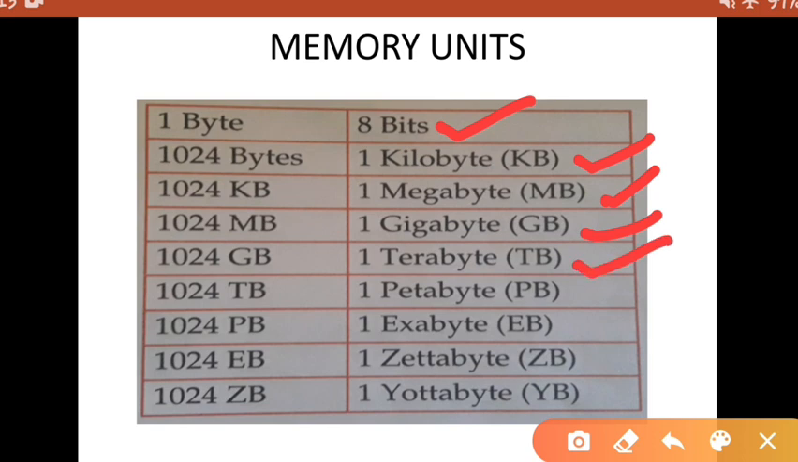These are all units of memory. How much memory a computer can store, we can represent in the form of these units. And 1024 PB, petabyte, is equal to 1 exabyte. 1024 EB, that is exabyte, is equal to 1 zettabyte, that is ZB, and 1024 zettabytes is equal to 1 yottabyte. So these are all the units of computer memory.